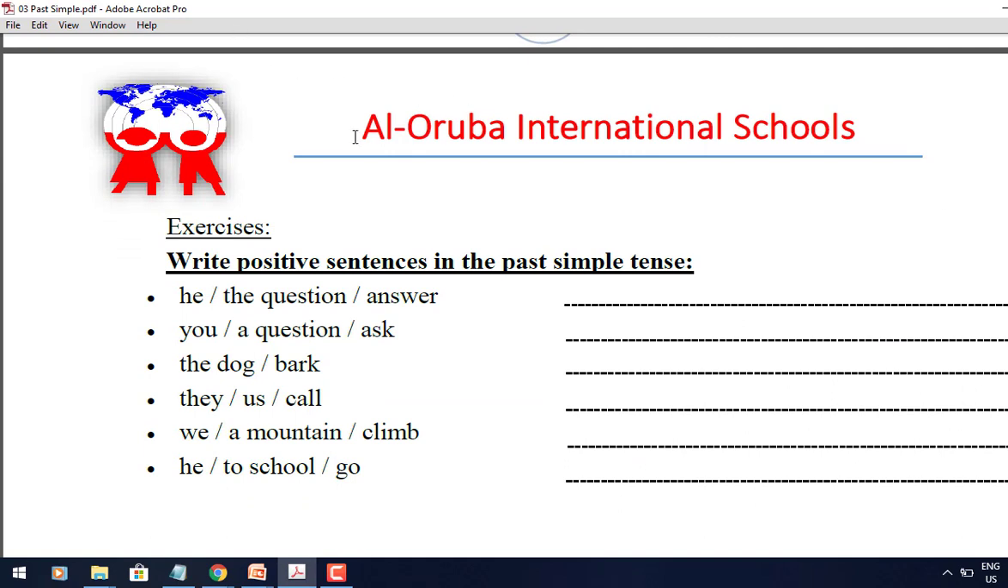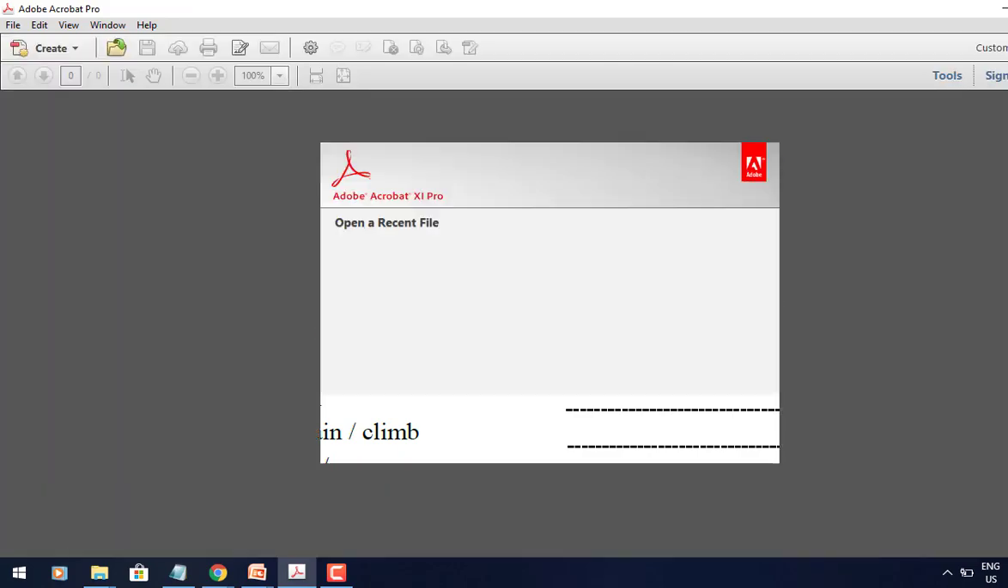Now, write positive sentences in the past simple tense.